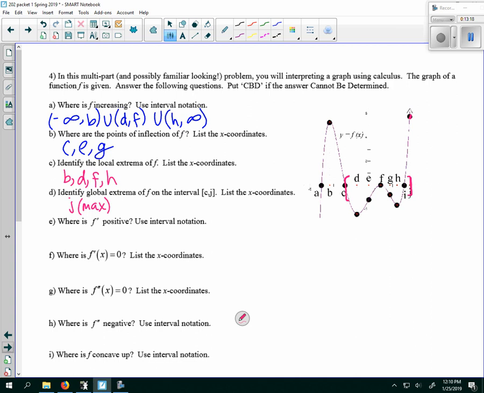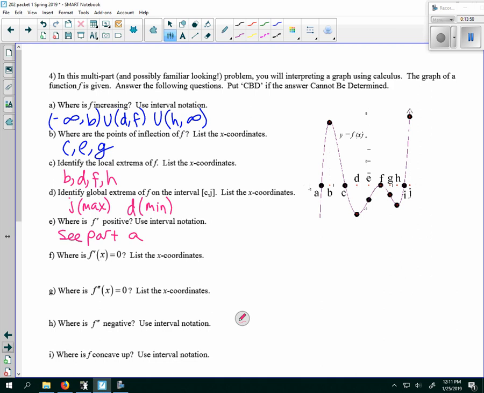And the lowest point on that entire interval happens here at D. Where is f prime positive? The derivative of a function is positive whenever the function is increasing. So I can say C part A here. Right? Function's derivative is positive whenever the function is increasing.